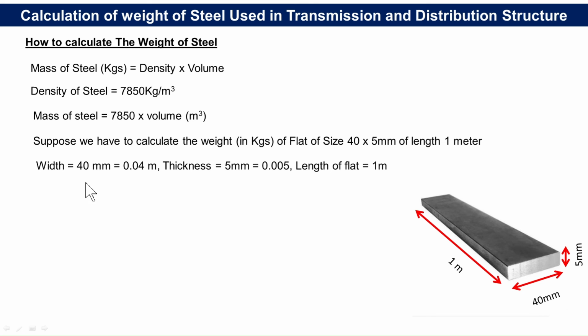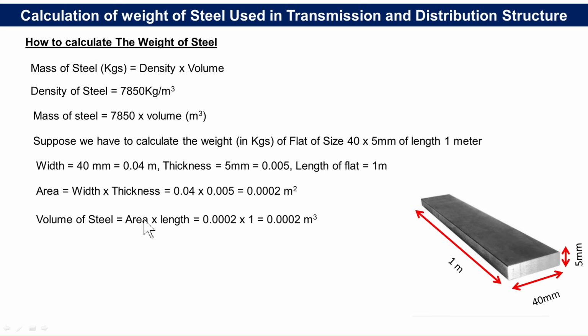Width is 40 mm, that is 0.04 meters. Thickness is 5 mm, that is 0.005 meters. And the length of the flat is 1 meter. Area is equal to width into thickness. On multiplying these, the cross-sectional area of the flat is found. It becomes 0.04 into 0.005, width is 0.04 and thickness is 0.005 as you can see here. It becomes 0.0002 meter square.